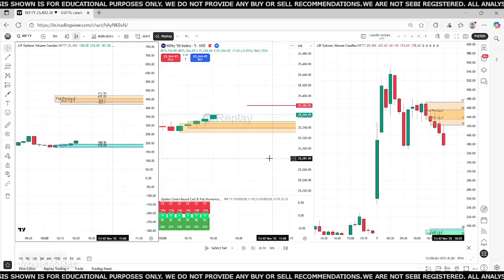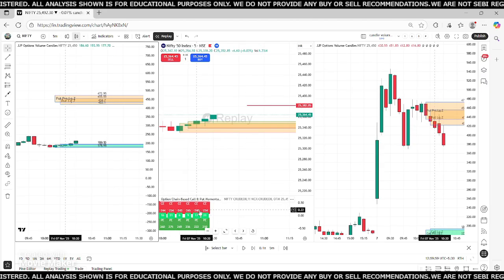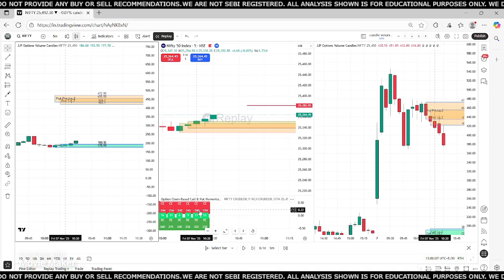In this video, we are going to see the new indicator setup, which we have already discussed on our YouTube channel. We have seen our option volume candles indicator, and also the option chain based call or put momentum indicator. But now in this video, we are going to combine both indicators into one setup, and through this setup we will get higher confirmation for each and every breakout or breakdown, and we can easily find which is the fake breakout in the market.